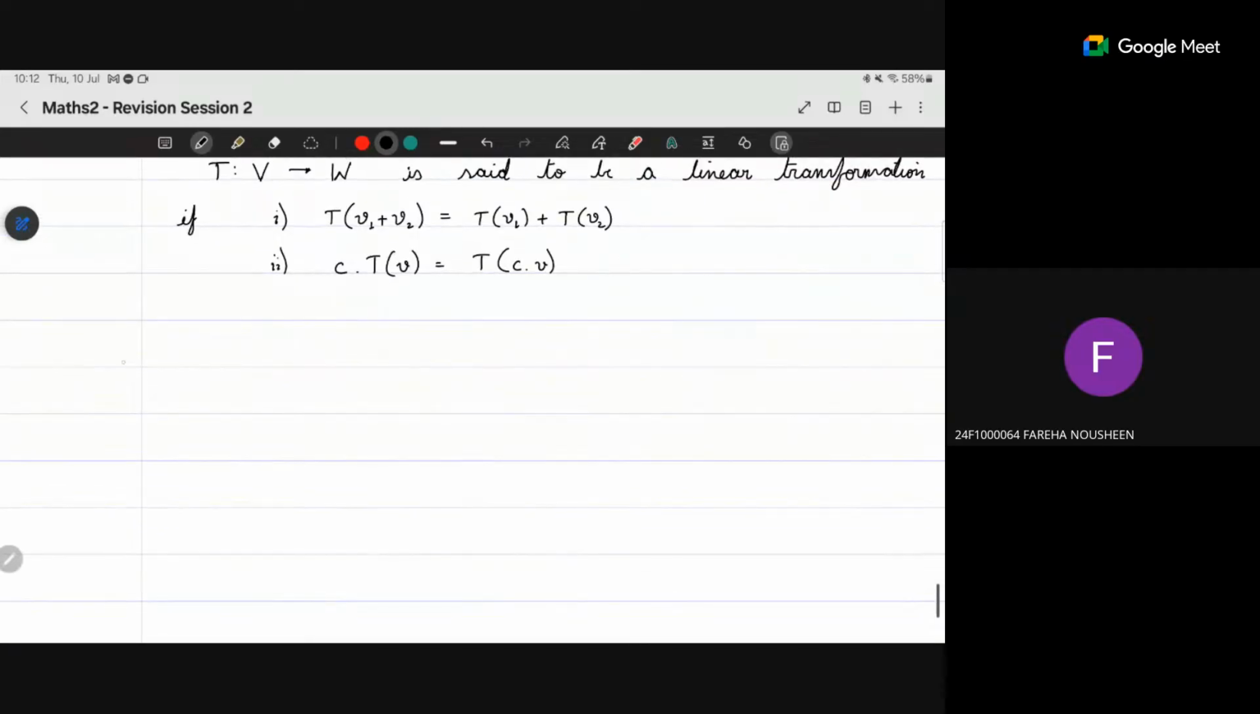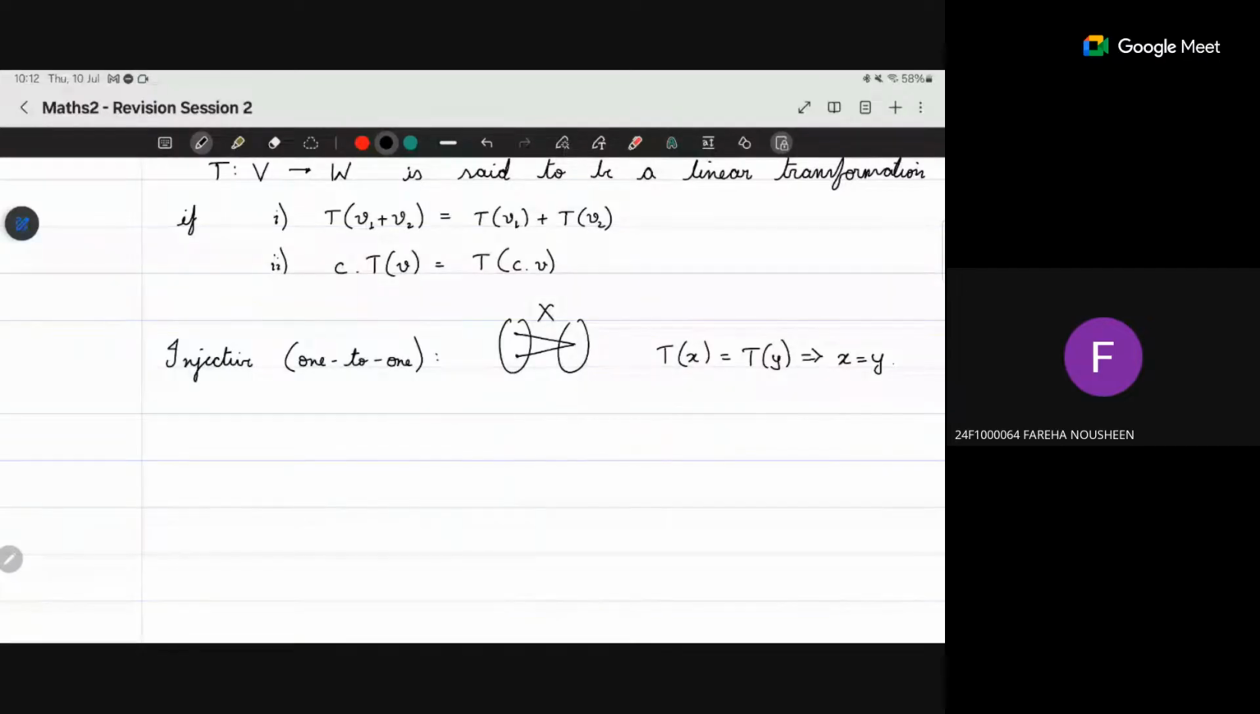And in general, for functions, we know what is injective and surjective, right? Injective or one-to-one. What does this mean? This would mean that two different elements should not go to the same element. This should not happen. Or if T of x is equal to T of y, that should necessarily imply that x is equal to y. You cannot have non-equal x, y such that T(x) is equal to T(y).